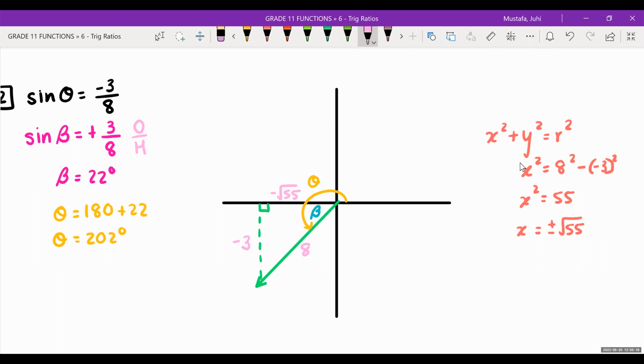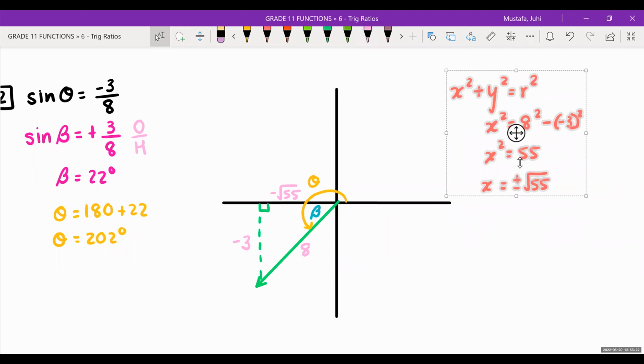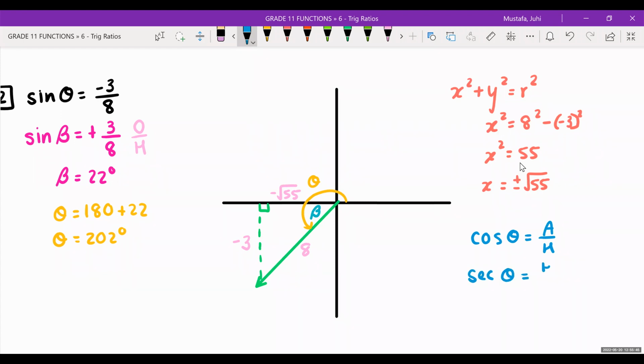Okay, so what was the point of us figuring all this out? Why did we do it? Because now we can actually use this information and finish off the question and figure out what secant theta is. So let's recall, secant theta is related to cos theta, right? So I'll start with actually figuring out what cos theta is, because that's always easier. Cos theta is equal to adjacent over hypotenuse. That means secant theta is going to be equal to hypotenuse over adjacent.